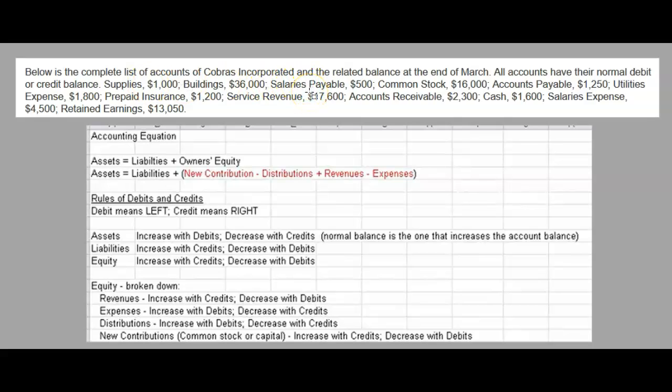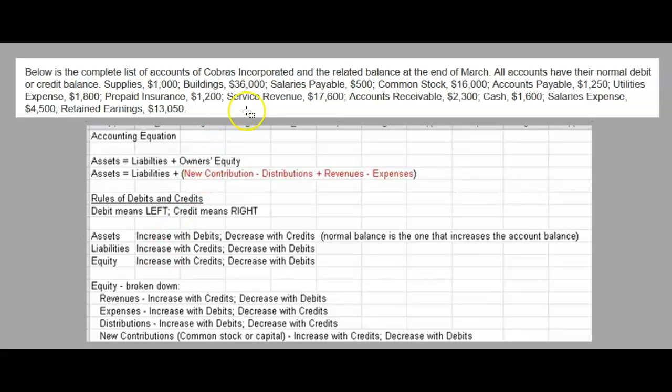Salaries payable. Well, usually if you see the payable account, that means it's an obligation, right? Something we owe to somebody else. That means it's a liability. What does it say about liabilities? It's got a $500 credit balance. Remember, the normal balance is always the side that increases that balance.